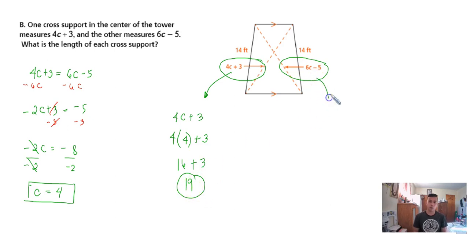Now, on this part we have 6C minus 5. So 6 times 4 minus 5, which is, again, 19, because they are congruent. So that is how you use your theorems in solving a given problem. All right.